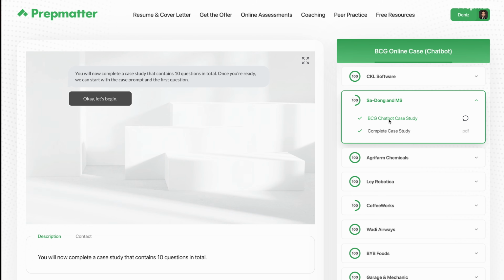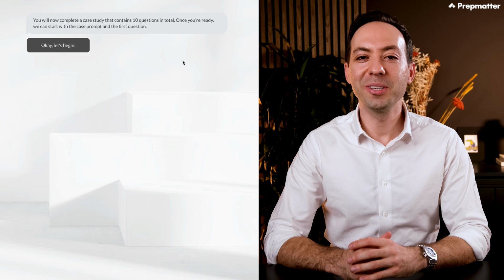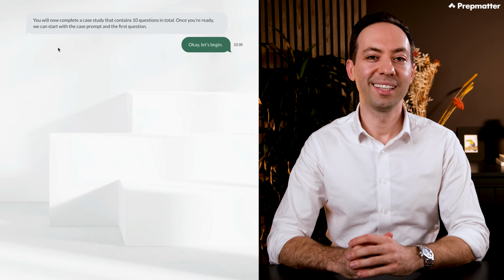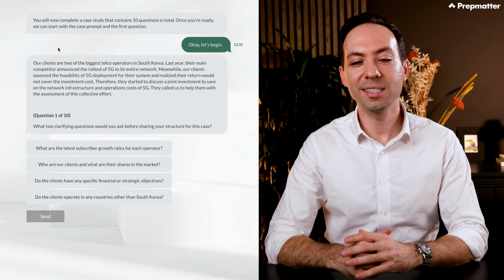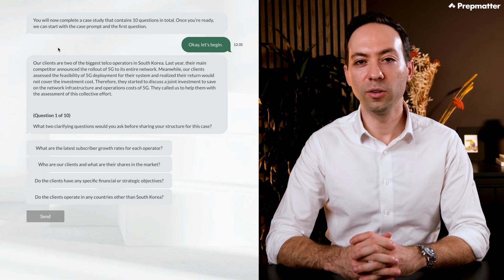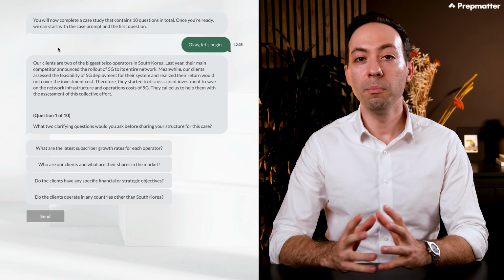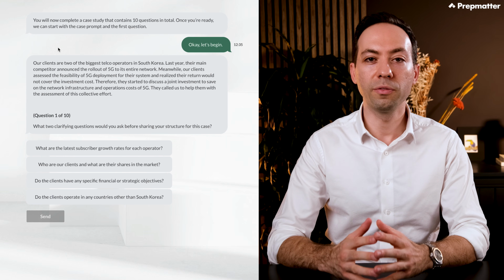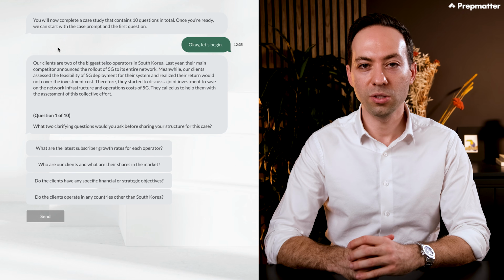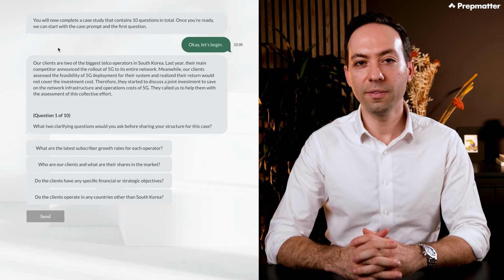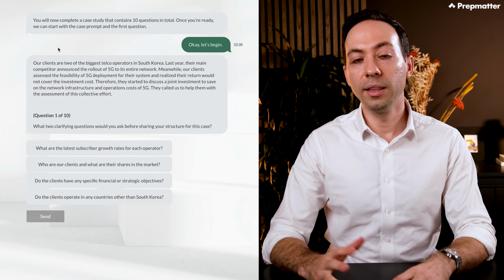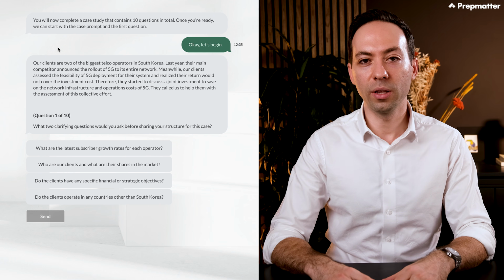Let me switch to the full screen mode. Great, we'll solve 10 questions in total. Let's get started to see the case prompts and the first question. Our clients are two of the biggest telco operators in South Korea. Last year, their main competitor announced the rollout of 5G to its entire network. Meanwhile, our clients assessed the feasibility of 5G deployment for their system and realized their return would not cover the investment cost. Therefore, they started to discuss a joint investment to save on the network infrastructure and operations cost of 5G. They called us to help them with the assessment of this collective effort.